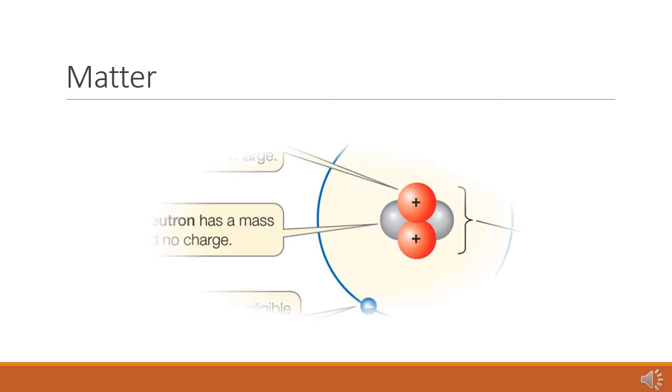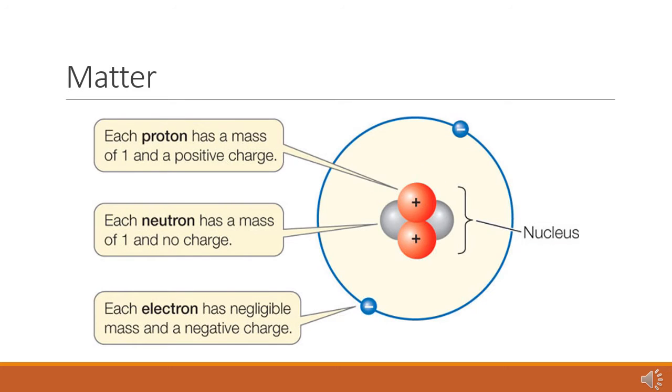As we know, matter is made up of atoms. Atoms have a nucleus of neutrons and protons surrounded by electrons. Each proton has a mass of 1 and a positive charge. Each neutron has a mass of 1, but no charge. And each electron has very negligible mass and has a negative charge.